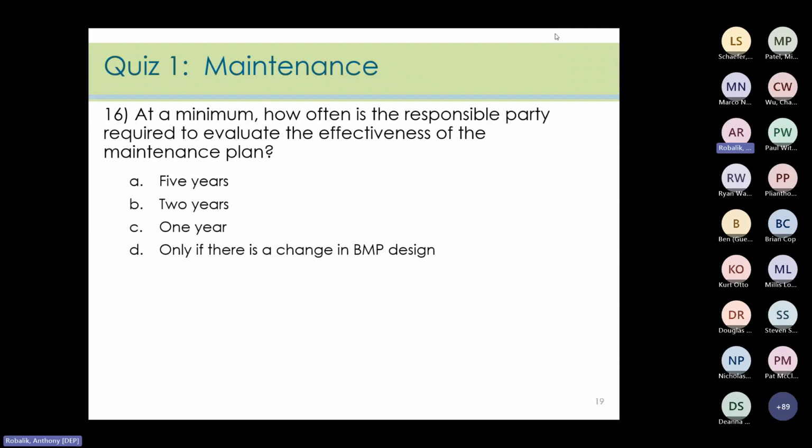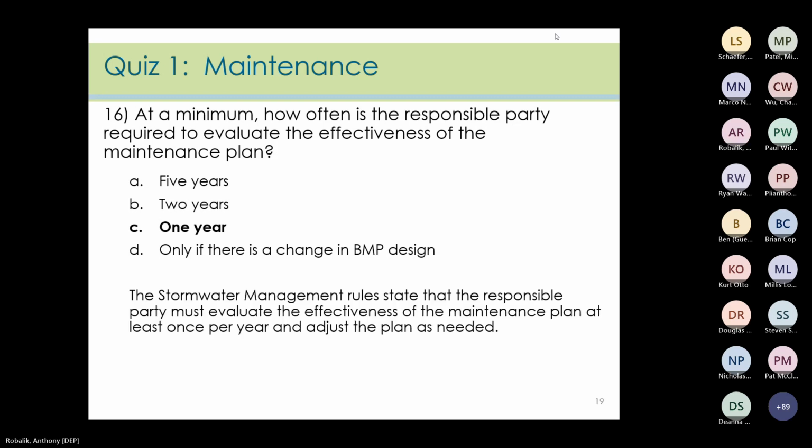Question 16. At a minimum, how often is the responsible party required to evaluate the effectiveness of the maintenance plan? And the answer to this is C, 1 year. So the stormwater management rules state that the responsible party must evaluate the effectiveness of the maintenance plan at least once per year and adjust the plan as needed.